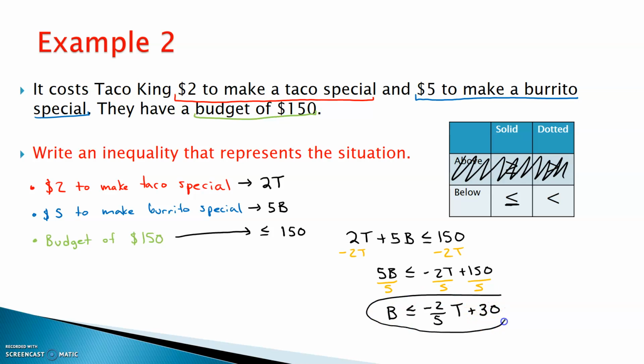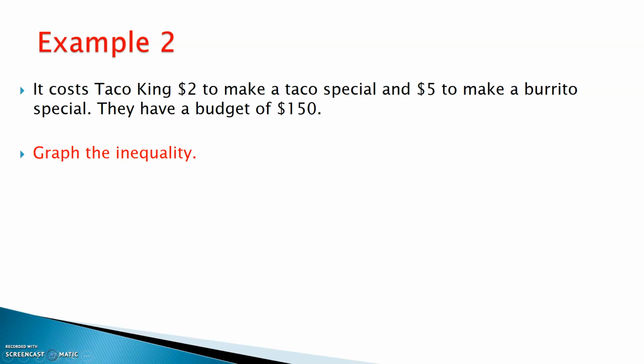And again, if you feel uncomfortable using b and t, go back and change it to y is less than or equal to negative 2 over 5x plus 30. It means the same thing, right? Instead of y and x, I have b and t. This one stands for burritos, and this one stands for tacos. I was about to say bracelet from the last example. All right, now let's go ahead and graph that inequality.